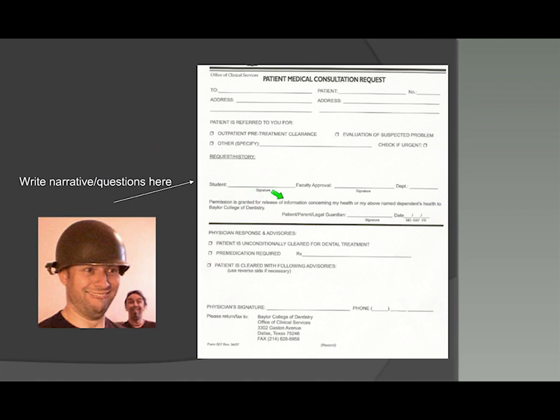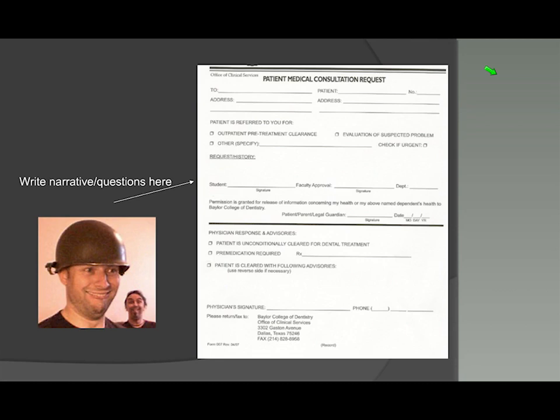But sometimes even on our form, this is from our institution here, it has a box that says the patient is unconditionally cleared for dental treatment. What we've learned over the years is that even if the physician checks this box and says the patient's unconditionally cleared, we're still responsible for knowing things about the drugs we're going to use, limitations on local anesthetic dosages, and interactions, and how to manage complications.